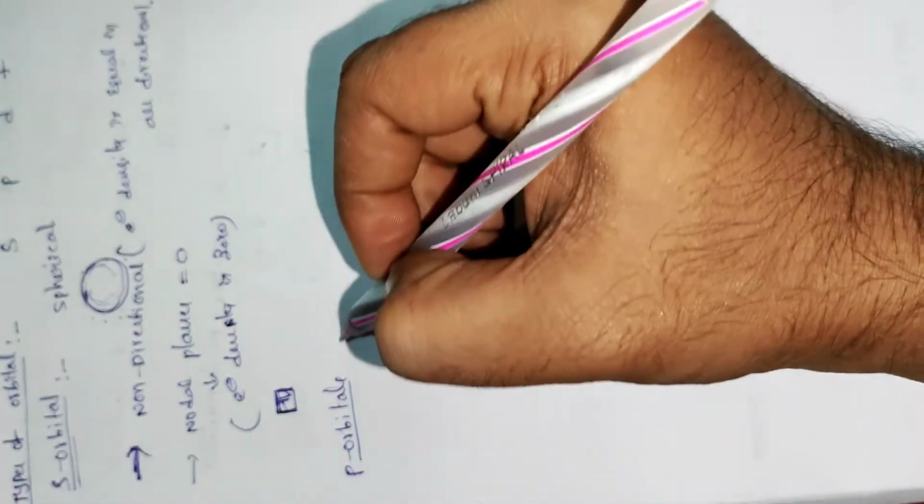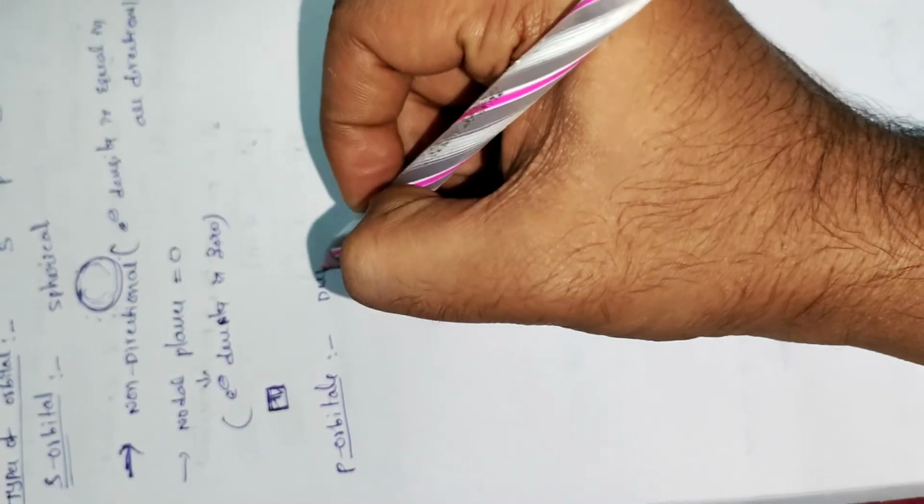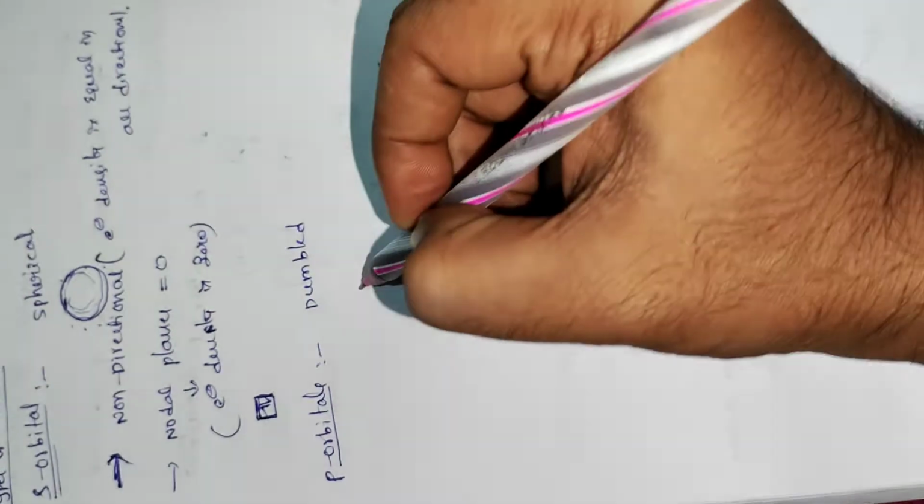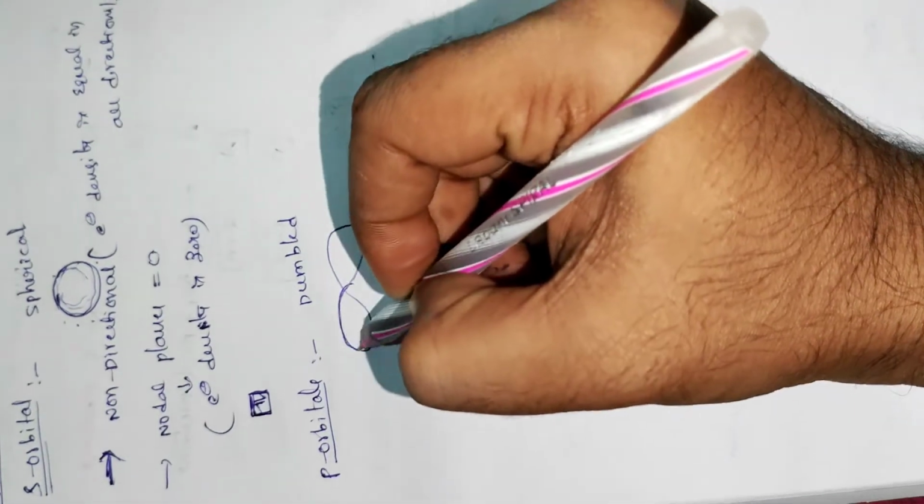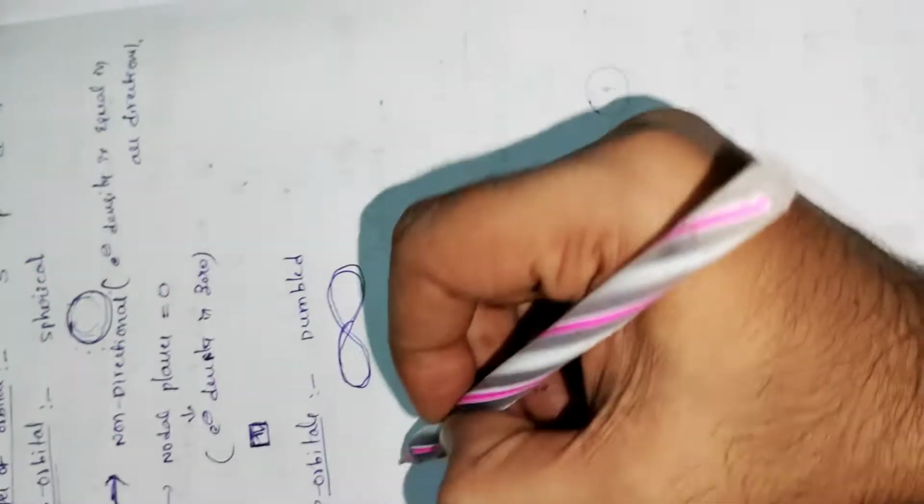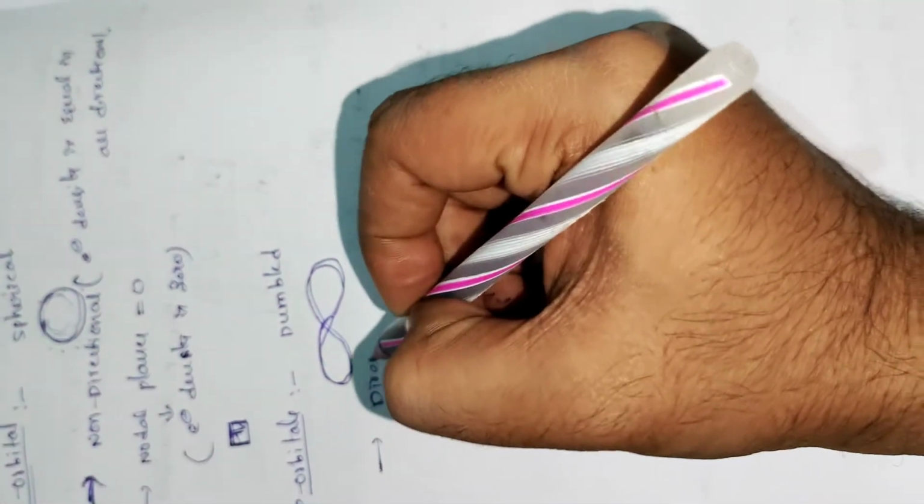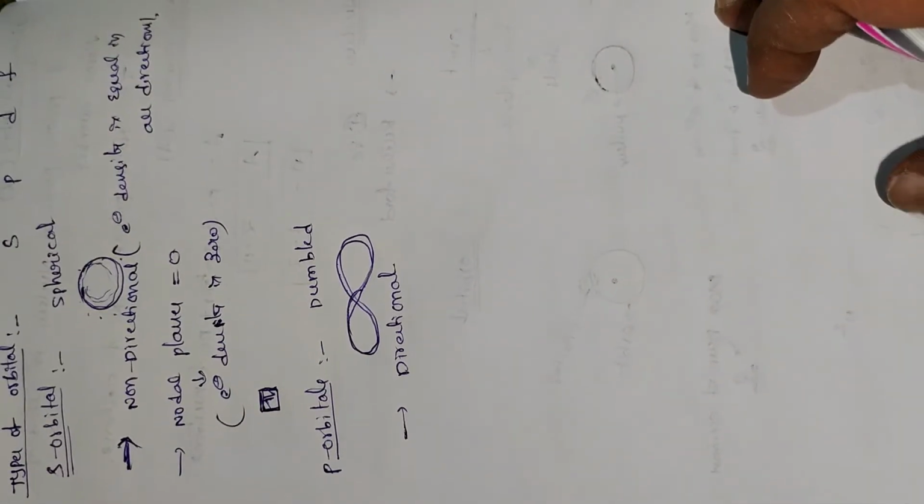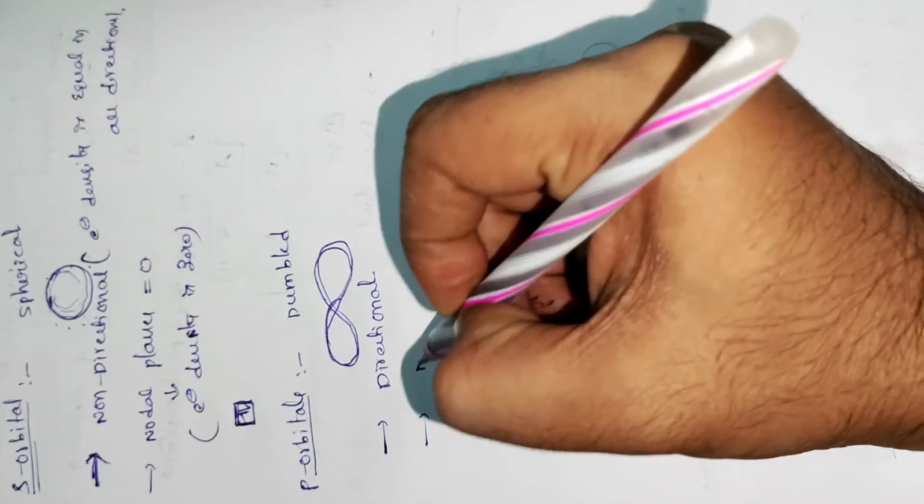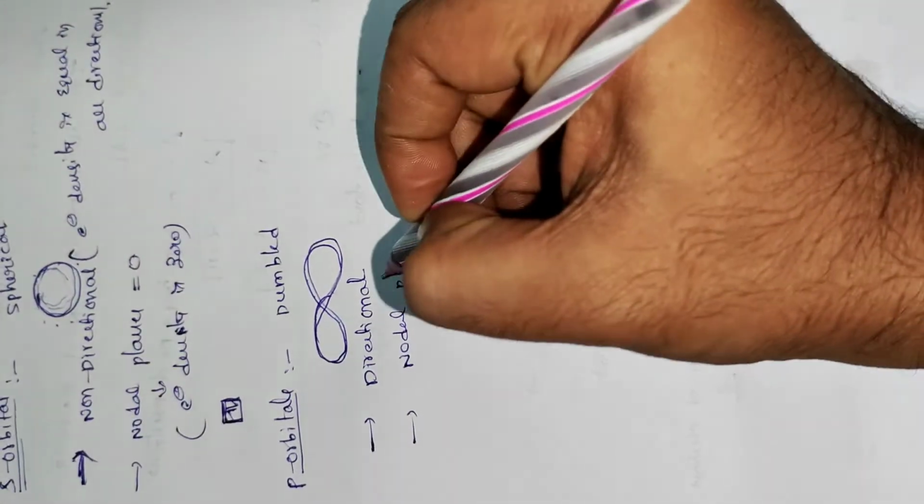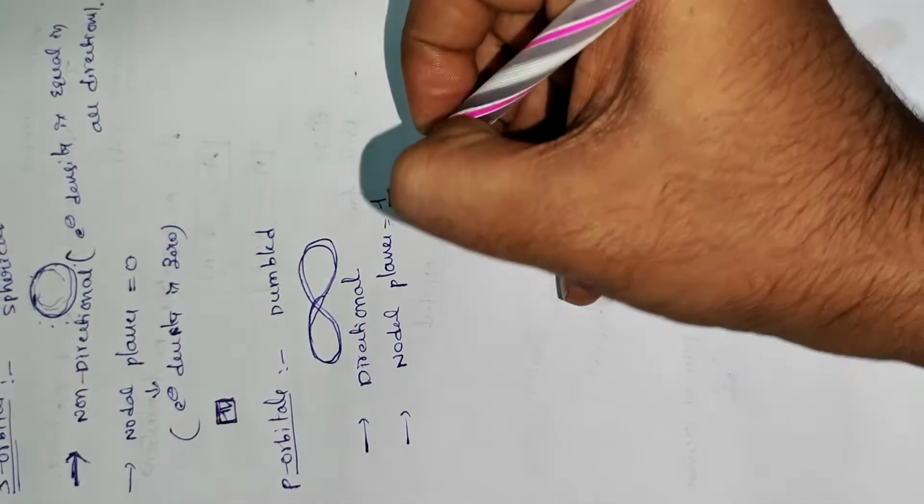P orbital shape is dumbbell shape. P orbital is directional. In p orbital, the number of nodal planes is 1. One nodal plane.